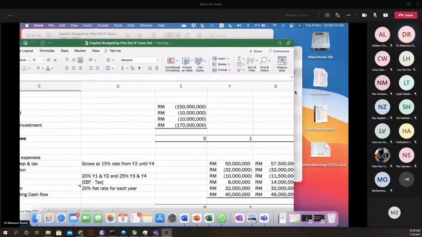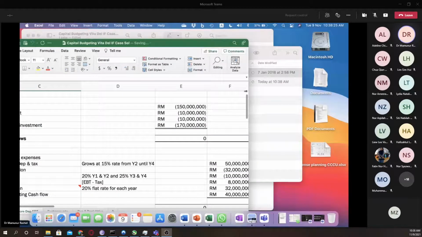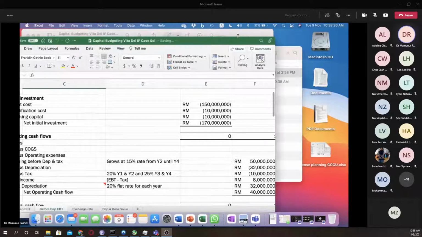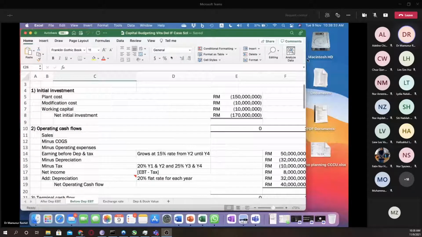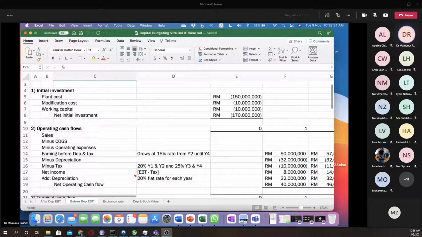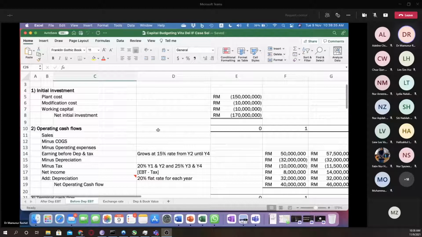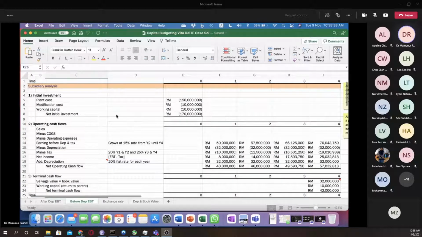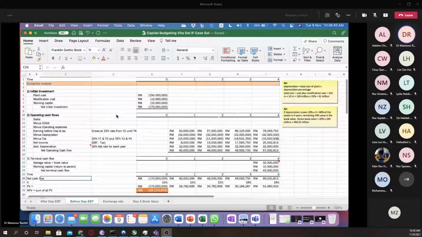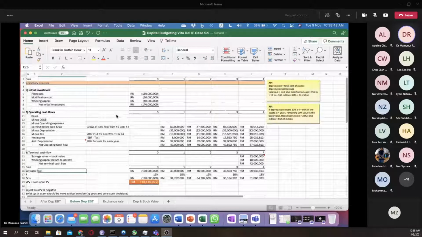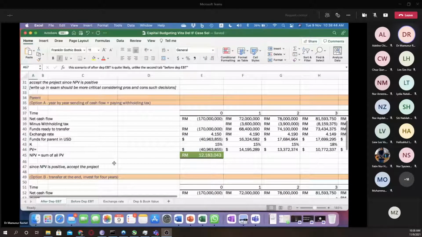Normally, if we have physical class, I will be doing this in the class itself. Since lockdown has taken a lot of fun from our life, I would have been physically doing this in the class, literally writing everything so that you understand how things are happening.